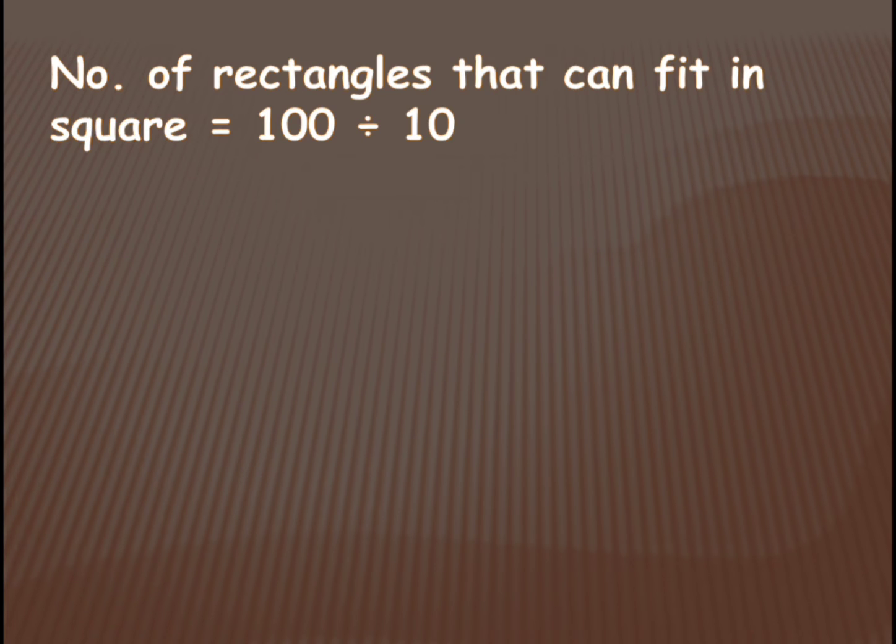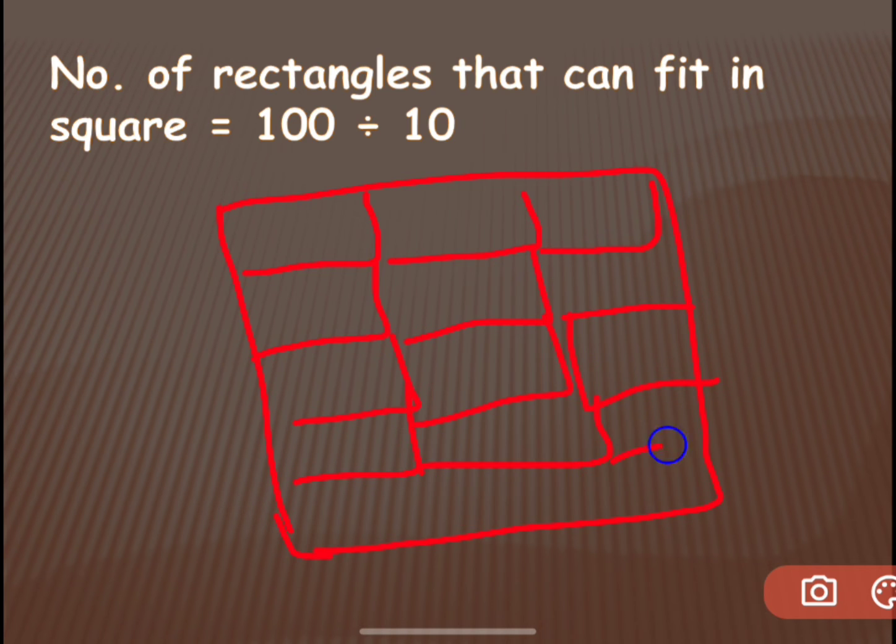By dividing. The number of rectangles that can fit in a square which has 100 square centimeters is nothing but 100 divided by 10. Why 100? Because 100 is the area of the square. Why 10? Because it is the area of the given rectangle. That means there is a big square whose area is 100 square centimeters. In this you need to place small rectangles which are 10 square centimeters, rectangles like this. Okay, children? Yes?